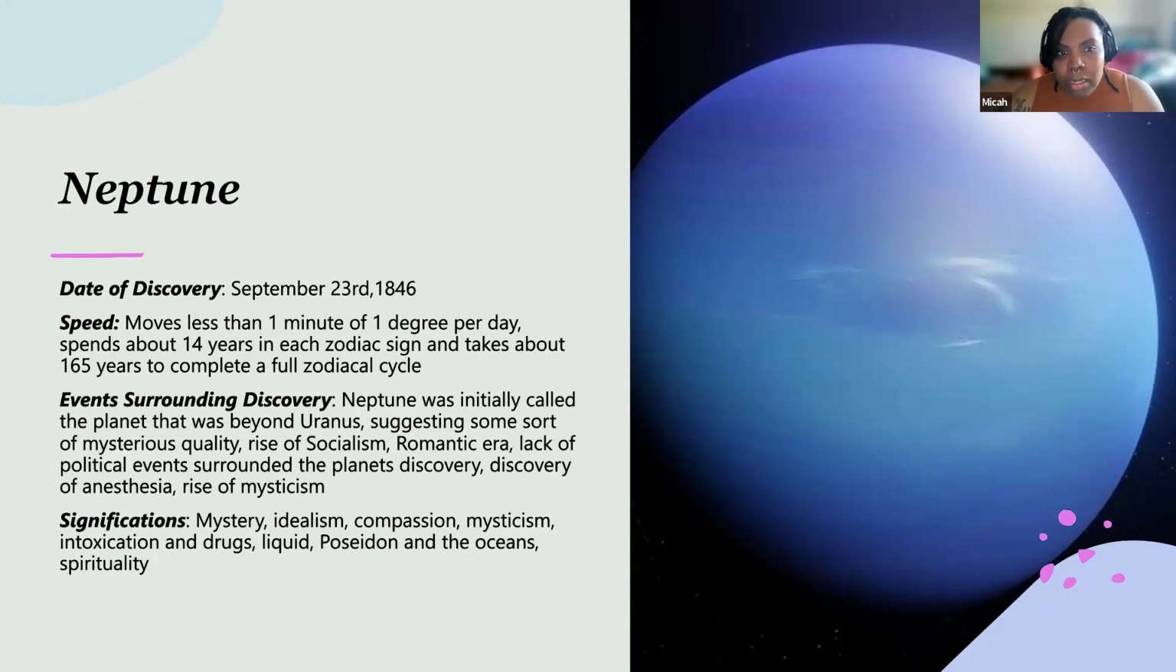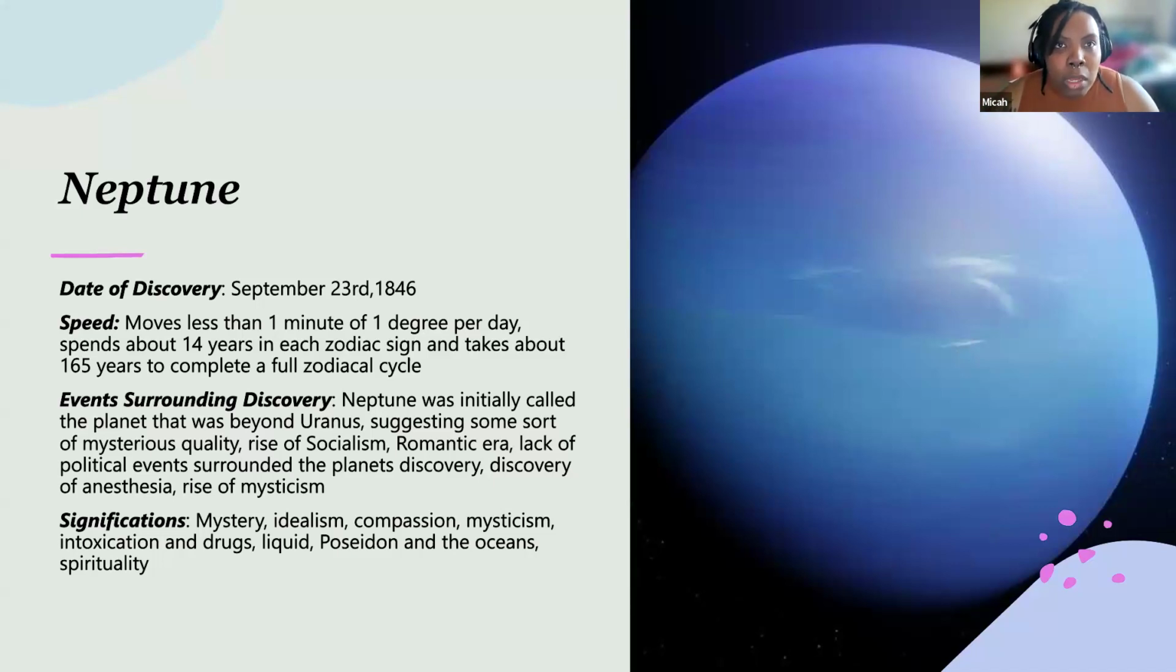Some events surrounding Neptune's discovery: it was initially called the planet beyond Uranus, suggesting some sort of mysterious quality. The rise of socialism was happening. The Romantic era was also happening. The lack of political events surrounding Neptune's discovery was a big part of how it got a lot of its more dreamy significations. Not to say that there weren't any political events that happened during that time. It's just less than others.